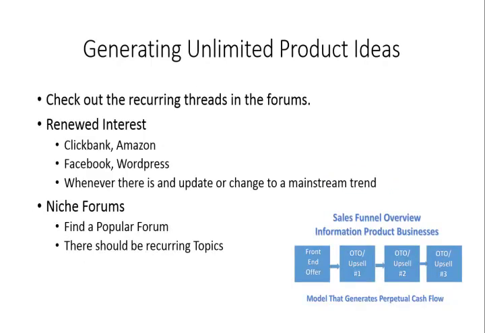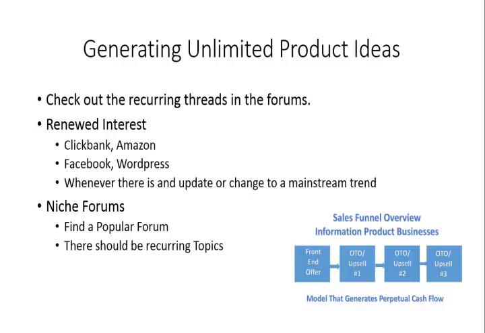Now, in terms of unlimited product ideas, you want to start thinking about how you're going to be able to generate product ideas. And there are a couple of different ways to think about this. One of the first things that you can do inside of the forums where your niche is, you want to look at all of the threads that recur. In other words, what are the questions that people are asking over and over again? Because obviously, even if they're getting answers, they're not satisfied with the answers that they're getting. They're not satisfied that they know how to execute whatever the advice is.